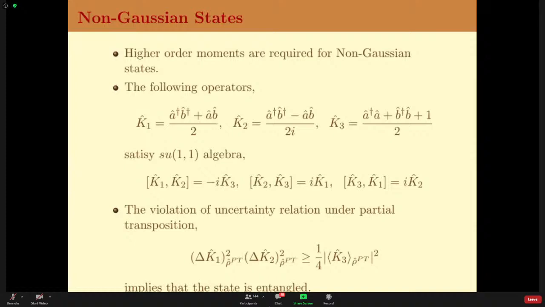And these three operators satisfy the SU(1,1) algebra, and this algebra is given here. What they did is they considered the Heisenberg uncertainty relation of partially transposed K1 and K2, and that Heisenberg uncertainty relation is given here. This condition is valid if the state is a separable state. So if this condition is violated, then the state is entangled.